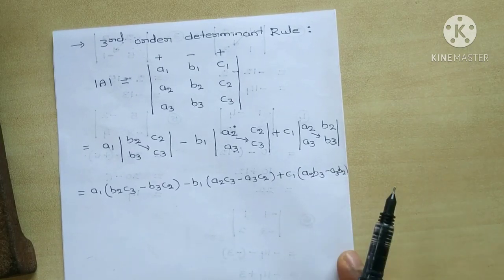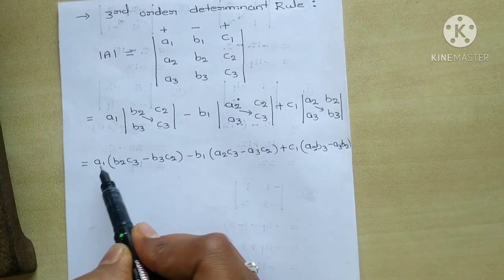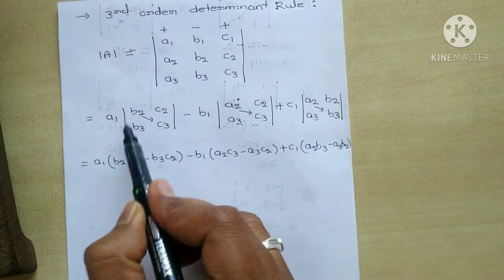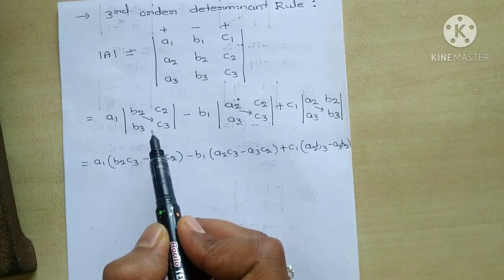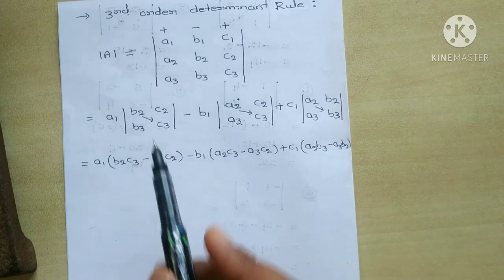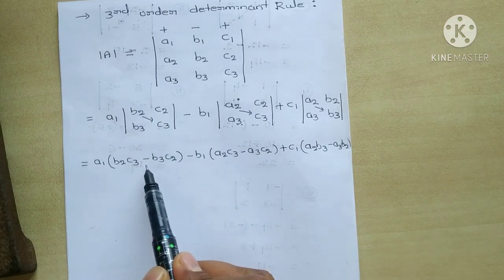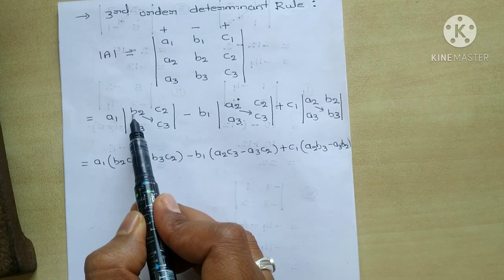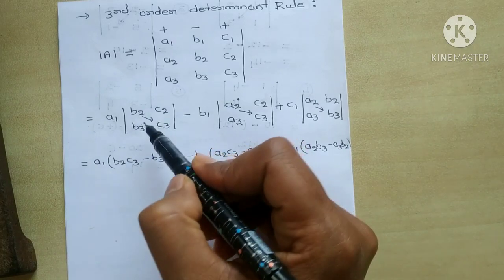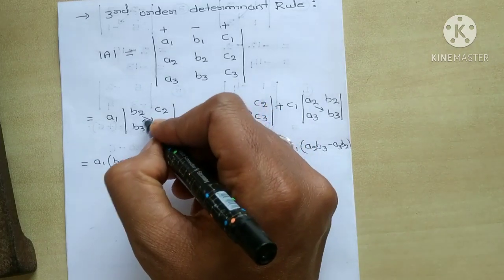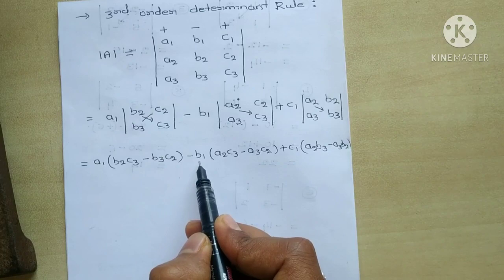So afterwards, what is the second step? First element A1, keep it as it is. Here you got second order determinant form, so you need to apply the second order determinant rule. So what is that rule? Cross multiplication, middle always which sign? Minus sign. That is B2 C3, minus B3 C2.